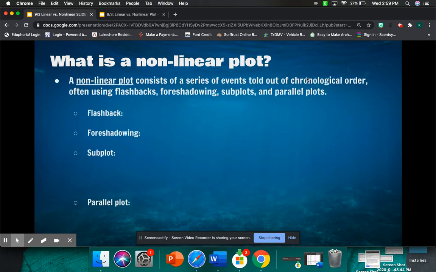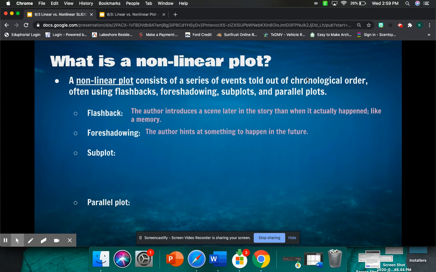A nonlinear plot consists of a series of events told out of chronological order, often using flashbacks, foreshadowing, subplots, and parallel plots. A flashback is when the author introduces a scene later in the story than when it actually happened. This is kind of like a memory.